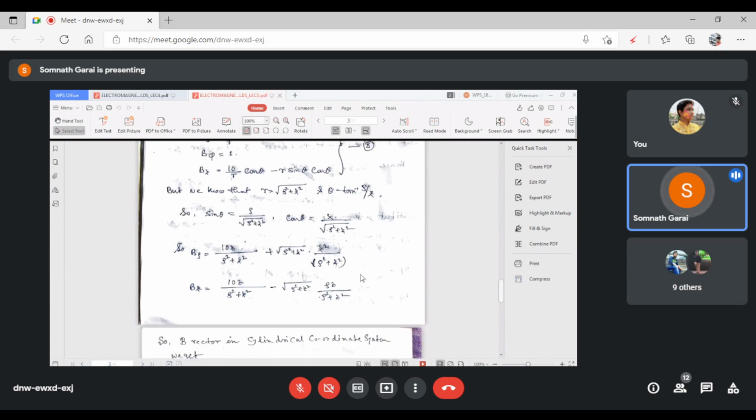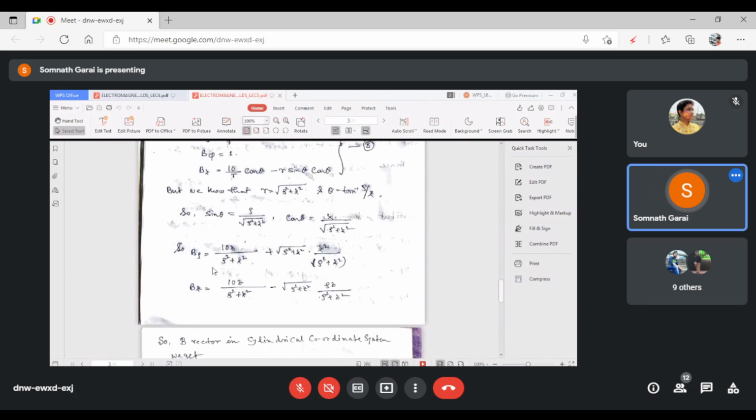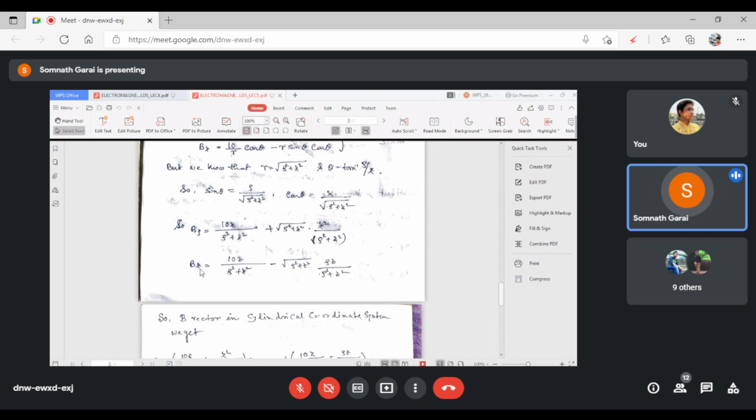Now if we put the value of r and theta, B rho is equal to 10 by z root under rho square plus z square plus root under rho square plus z square into z square divided by rho square plus z square. Similarly, Bz is equal to 10z divided by rho square plus z square minus root under rho square plus z square rho z divided by rho square plus z square.